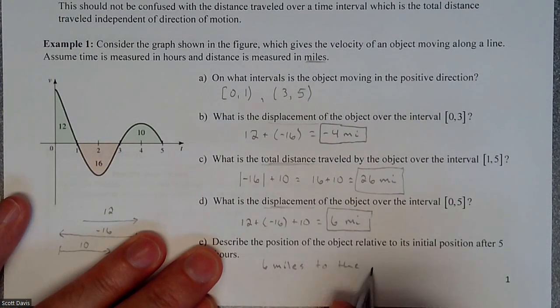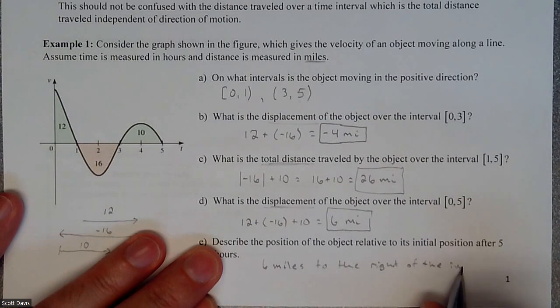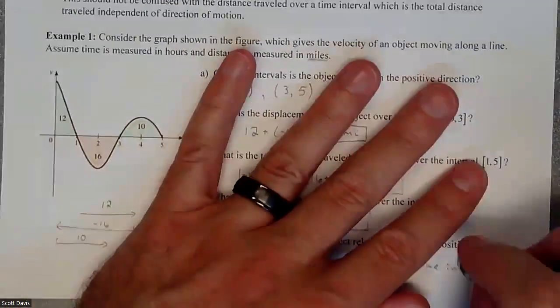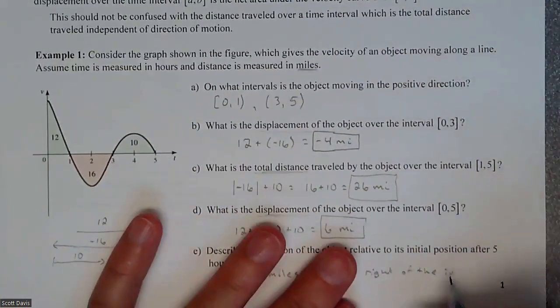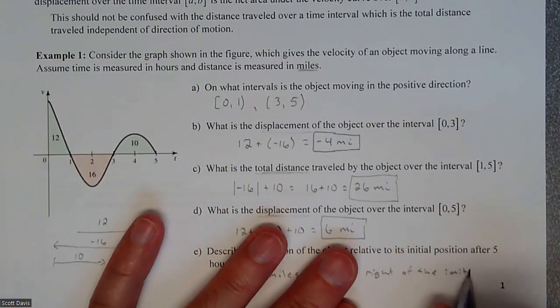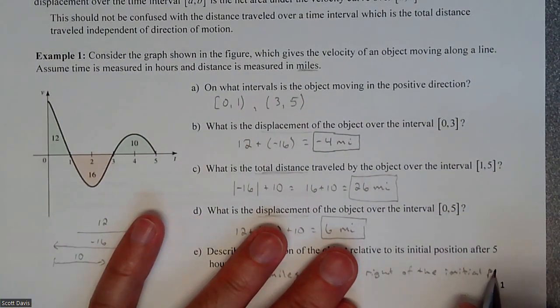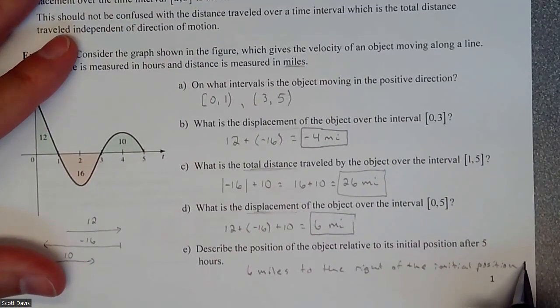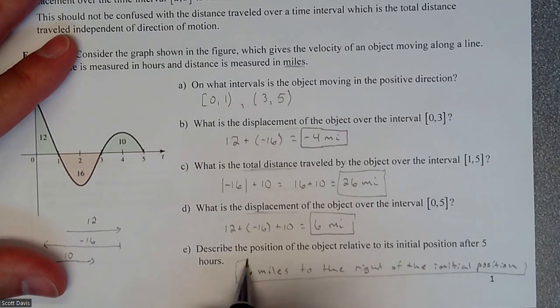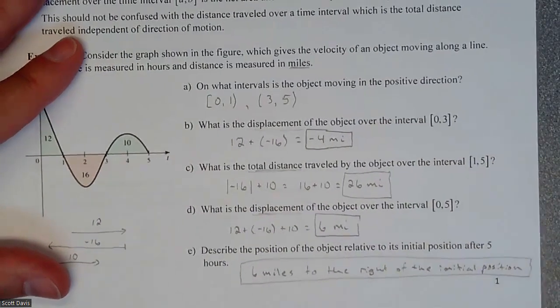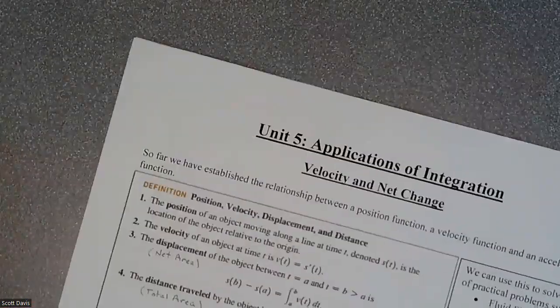to the right of the initial position. Right. So if we would have had a negative in the end of that, we would have been further to the left from the initial position. All right, let's do one more example.